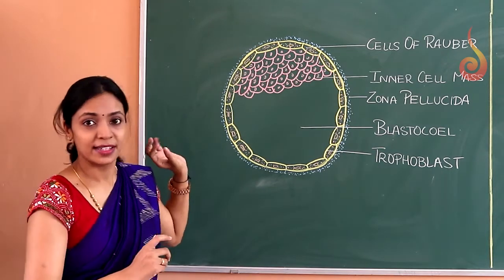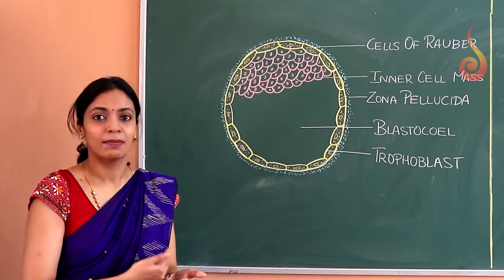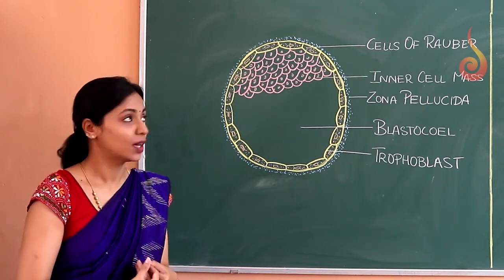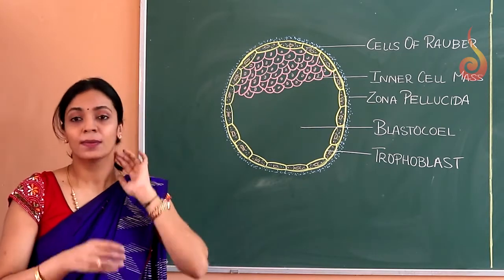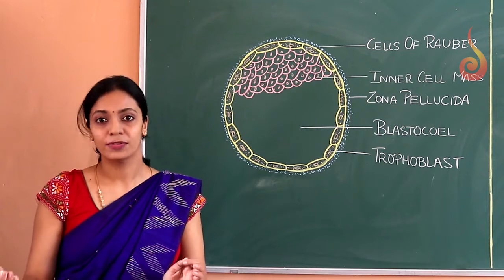So, I said this is a vertical section of a mammalian blastula. What are mammals? Mammals are the most advanced group of vertebrates, which includes even us. Okay? And what is a blastula? Blastula is a stage in the development of the embryo of mammals.